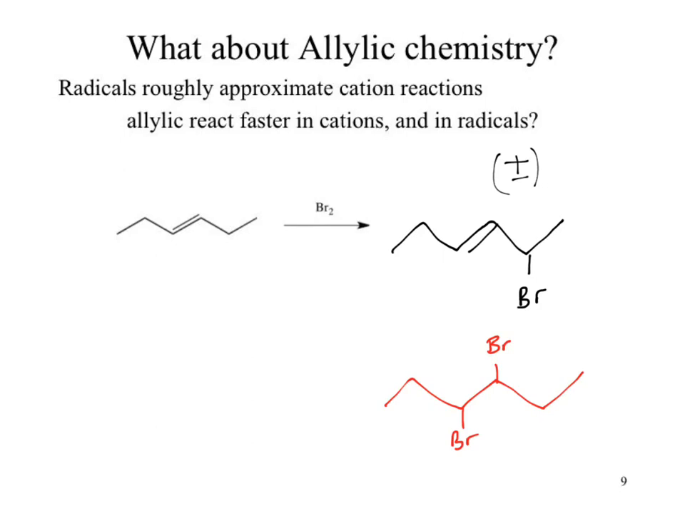If we wanted to get even more fancy on it, we could show that these were what arrangement? If that one's wedged, what's the other one? Dashed because it's the backside attack. We're looking at an anti-addition because we form the bromonium intermediate.